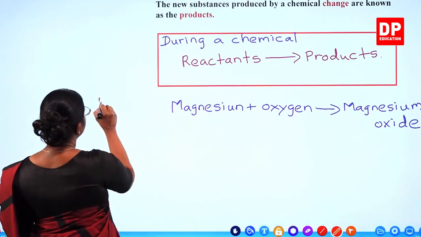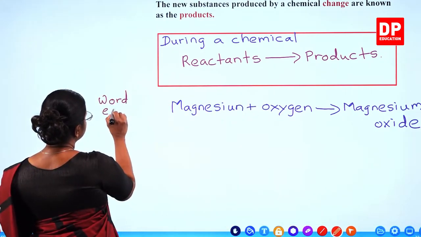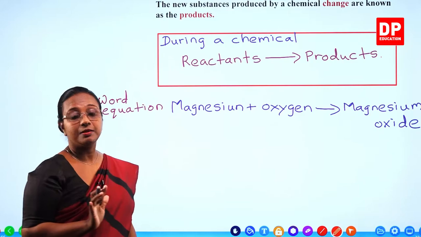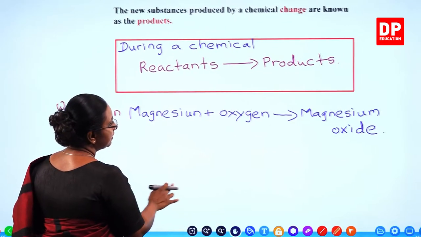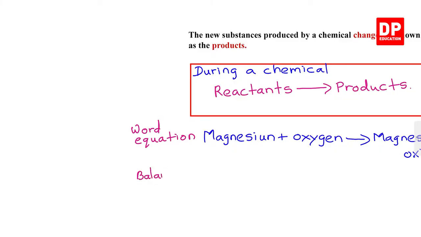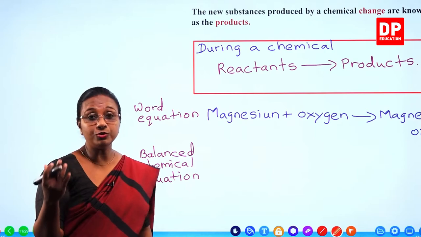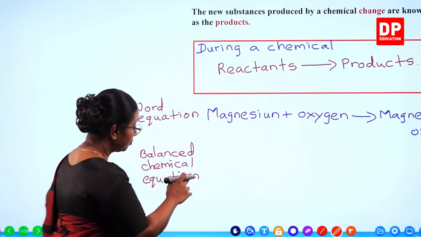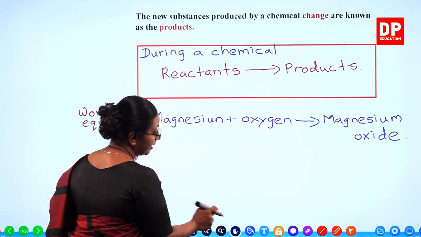This is the word equation of a chemical reaction. For the same thing, we can write the balanced chemical equation. So, students, in this lesson, we will be discussing how to balance chemical reactions or chemical equations. So, here, of course, I am going to write it for y'all.